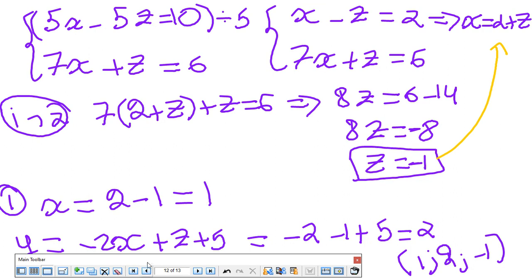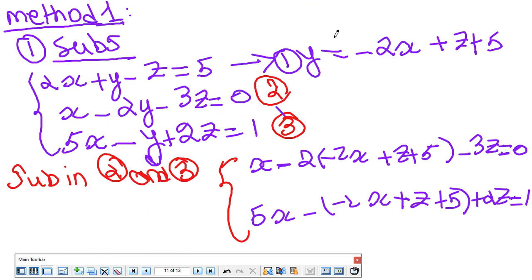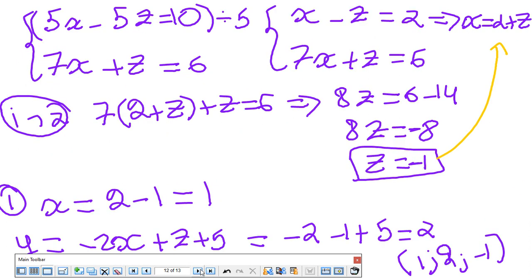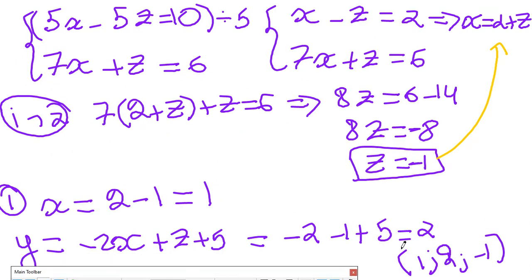And then how are we going to find y? I will use the first equation that I used to substitute in the other two equations. I will replace x by what I found and z by the value that I got, and then I will get the final answer: y is 2. And then this is the solution. We will write it in order x, y, and z.